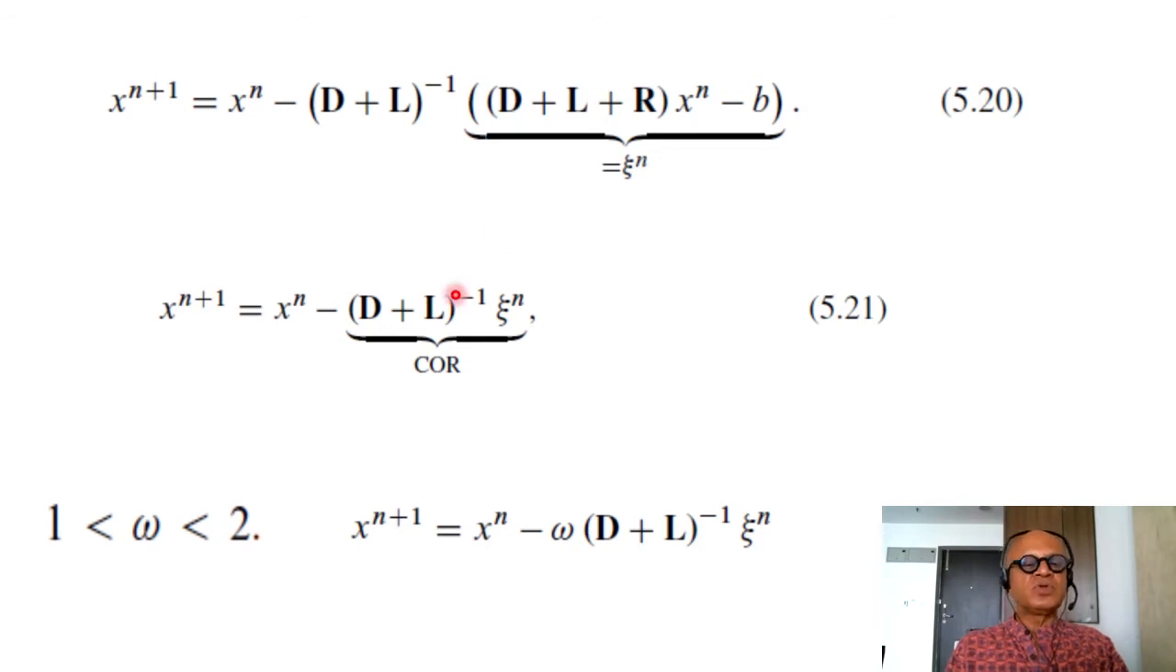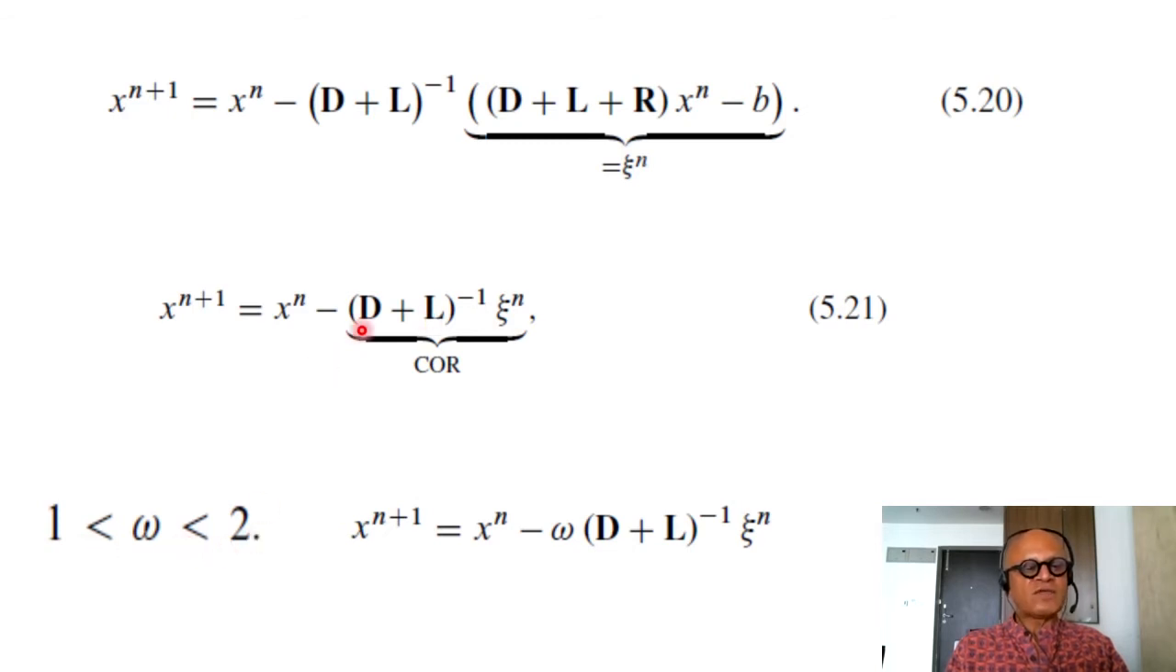Okay, so you can write then the solution as x at n plus 1 equal to x at n minus (D plus L) inverse times the residual, which is like a correction term we are adding to the previous solution. So iteration n gives us a solution, you add a correction to get the next iteration. So what we can do is then multiply this correction term with a w, which ranges from 1 to 2, so 1 less than w less than 2.